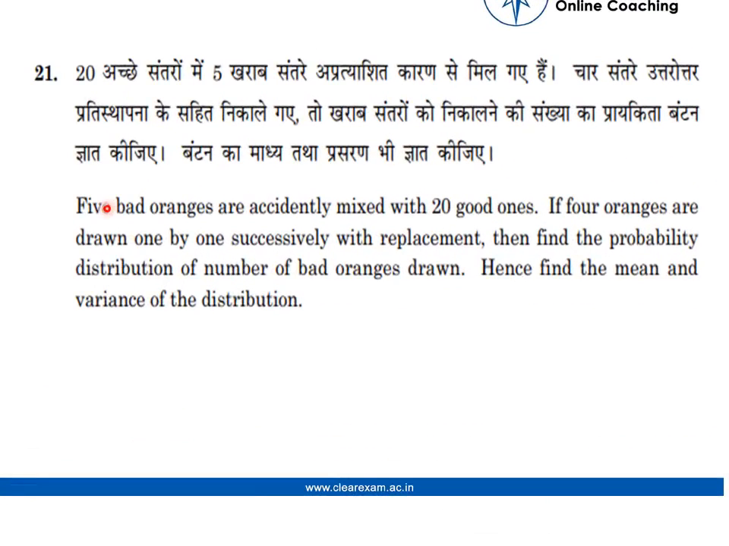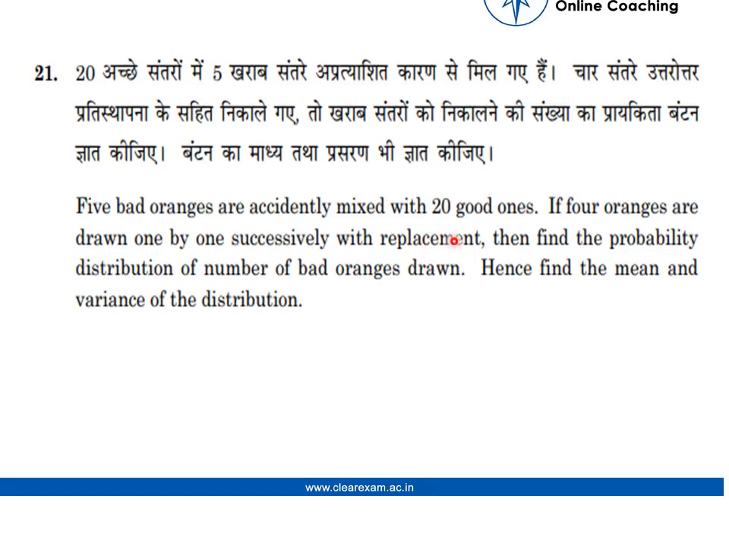Hello everyone. So here we have a question which says that we have 5 bad oranges that are accidentally mixed with the good ones. If four oranges are drawn one by one successively with replacement, then we need to find the probability distribution of the number of bad oranges drawn. Hence, find the mean and variance of the distribution.